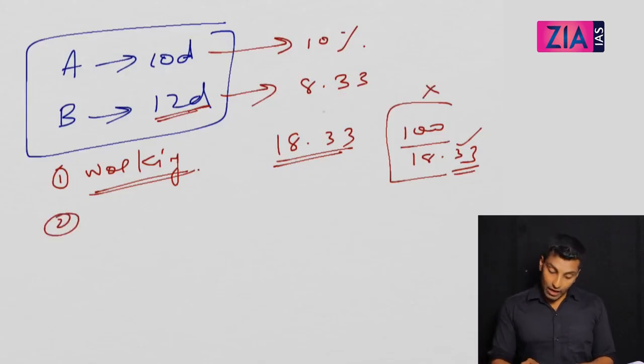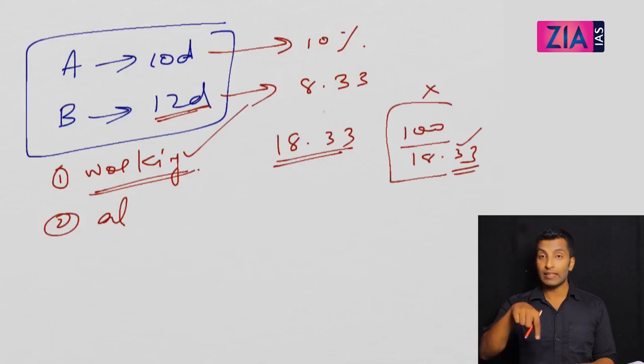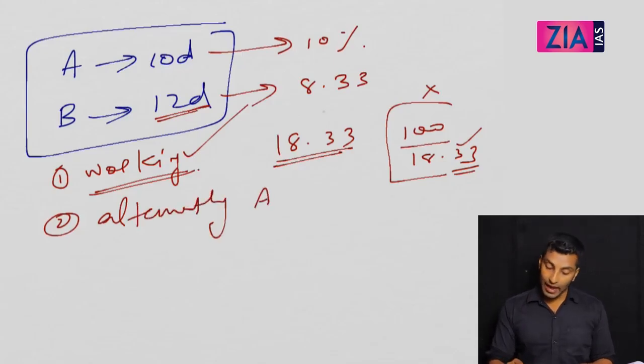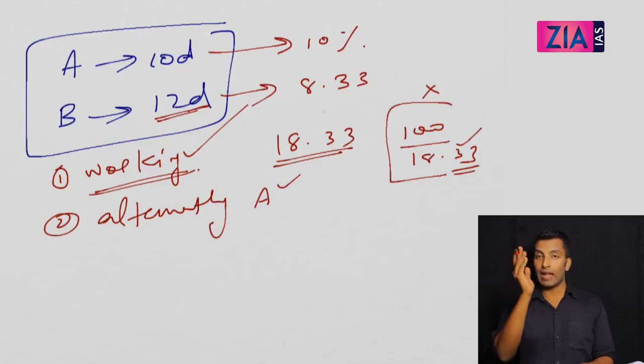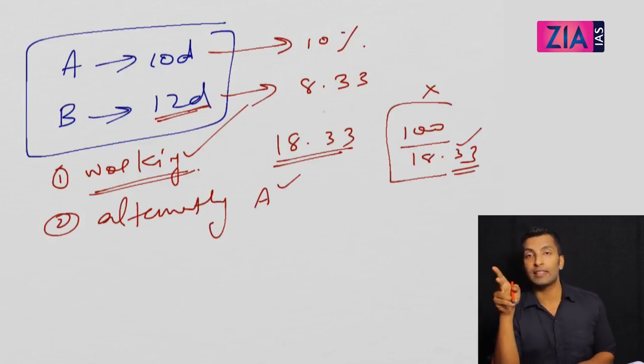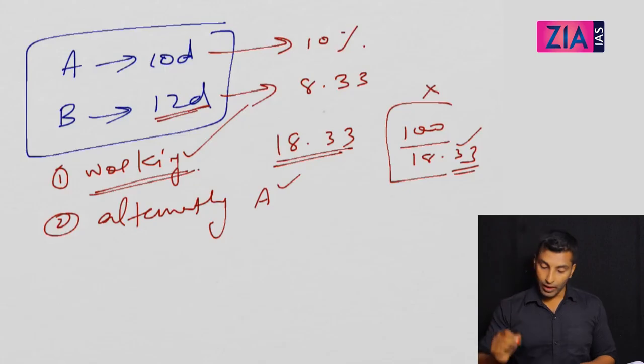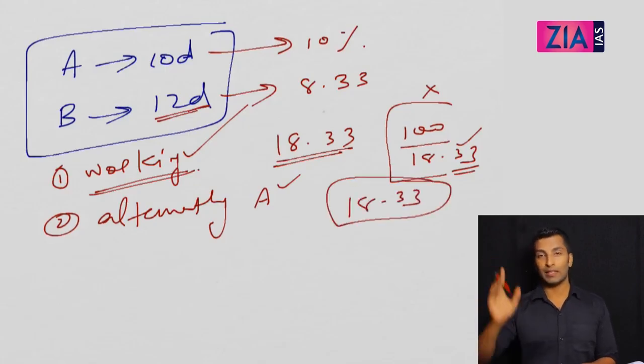Second, you are working alternately. Here you have seen working simultaneously. So you are working alternately starting with A. So A will start, so 10% in 1 day, 8.33 in the 2nd day, so 18.33 in 2 days. Now you apply the method that we have discussed. There is no point in wasting time here.